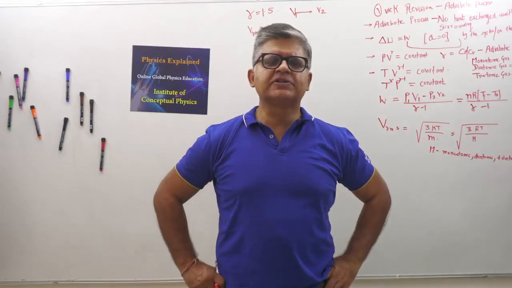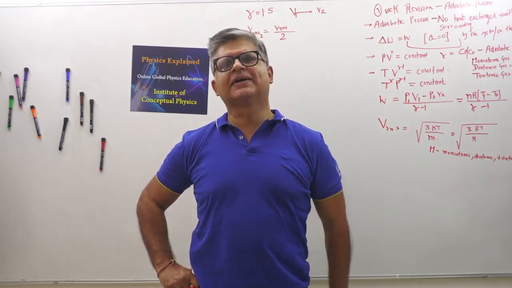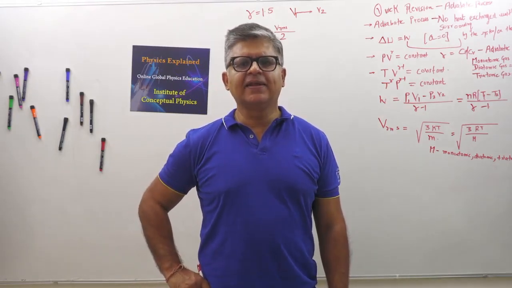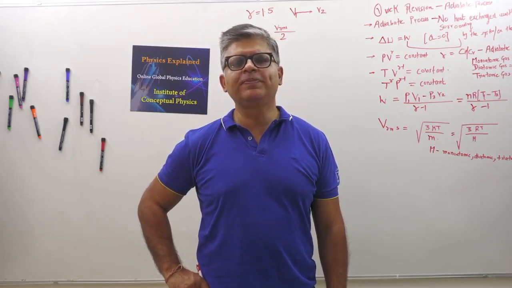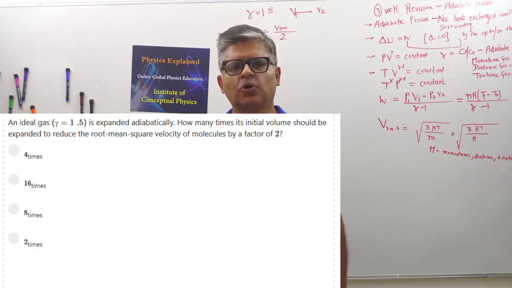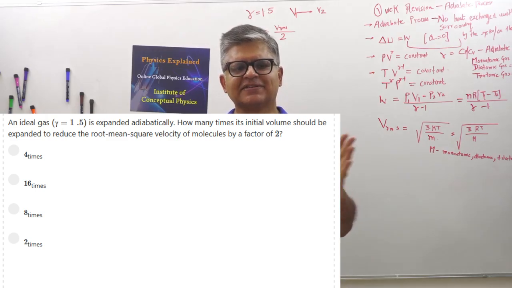So today what we will do is a quick revision of the adiabatic process and VRMS, the root mean square velocity. I will just let you know what exactly the question is, and then we will start with the question. First, we will discuss the theory part of this.